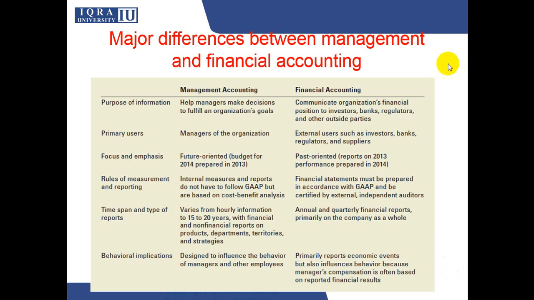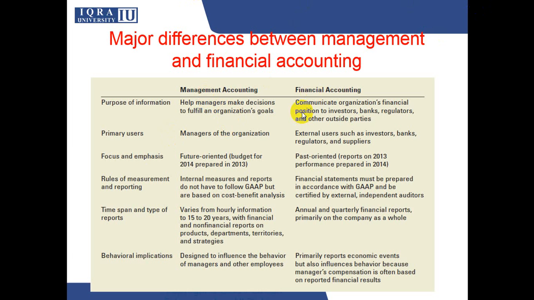Major difference between management and financial accounting. In this, we will discuss management accounting and financial accounting, and the differences between them. Purpose of information. In management accounting, the purpose of information is to help managers make decisions to fulfill an organization's goal. That's why I said this is internal accounting, right?